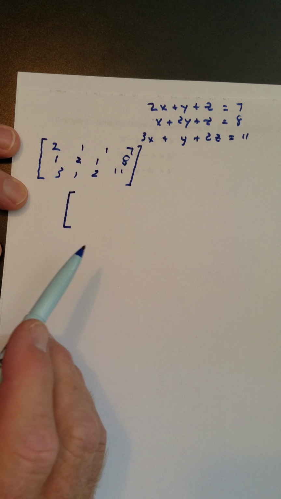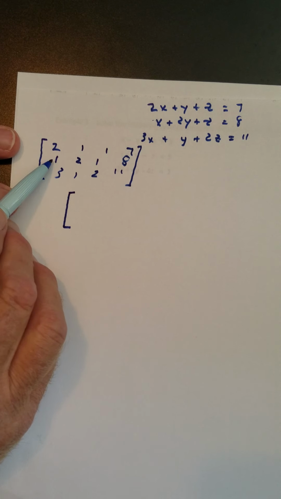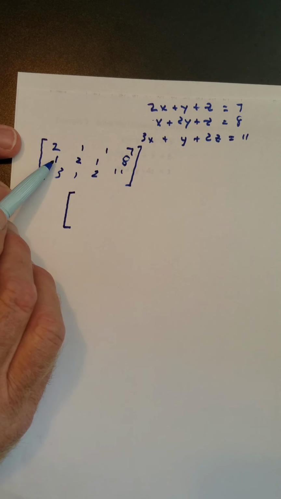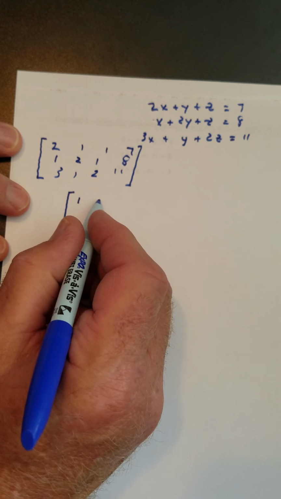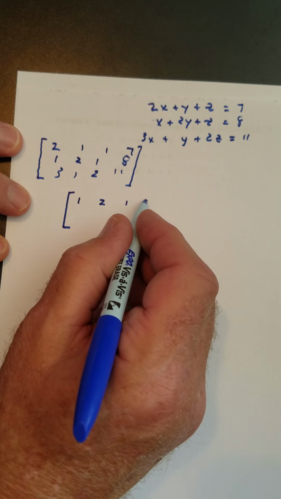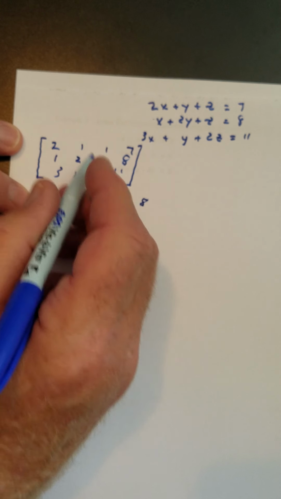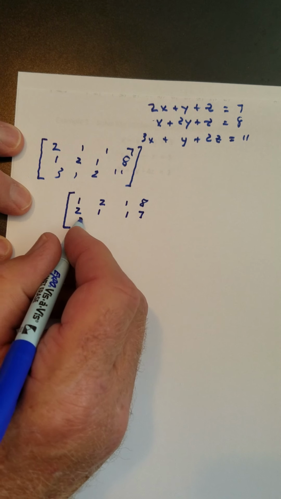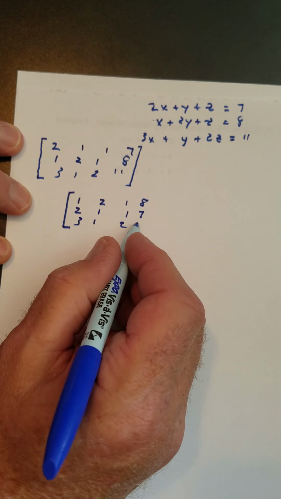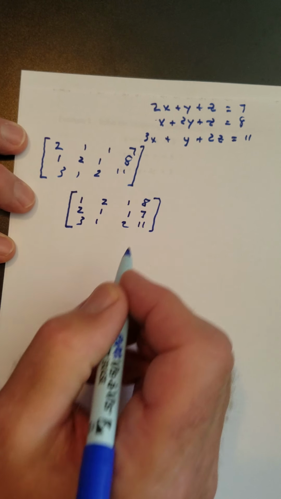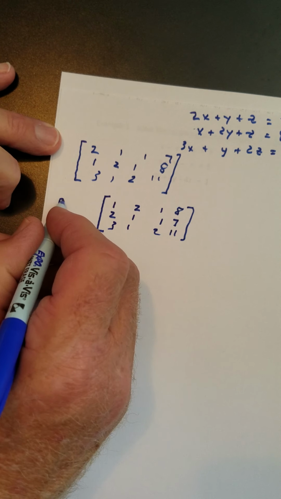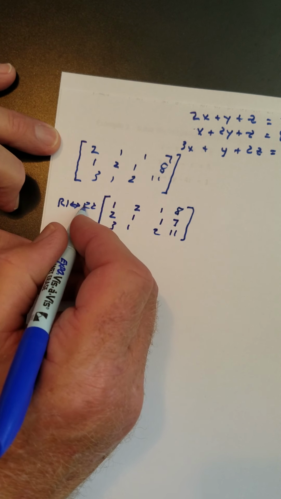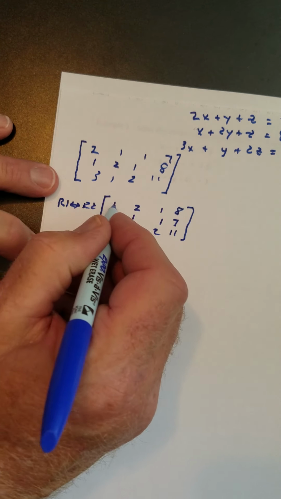If I want to get, you guys are going to shoot me now, but if I want to get a 1 up here, I could switch rows. Let's take the second row and put it first. 1, 2, 1, 8. And the first row becomes the second row. And the third one stays the same. So what I did, I basically just interchanged row 1 with row 2. And that gave me a 1 up here.